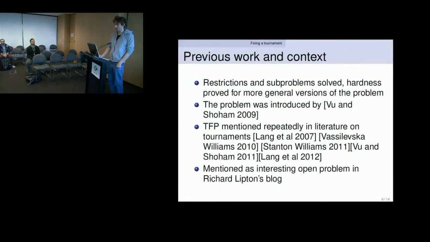It was first introduced by Wu and Shoham. The TFP has been mentioned repeatedly in the literature on tournaments, by Lang and Vassilevska Williams a fair number of times. And it was also mentioned as an interesting open problem in Richard Lipton's blog in 2010.